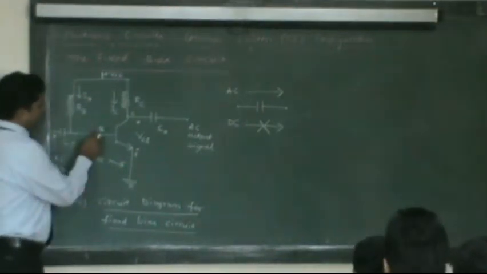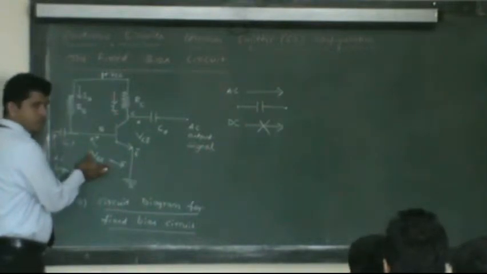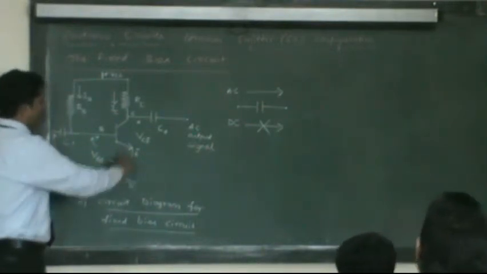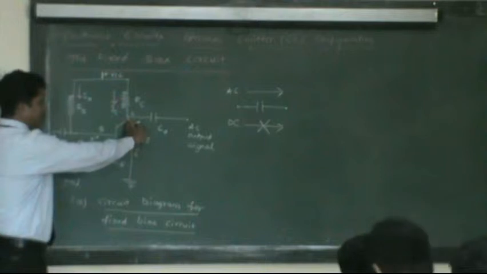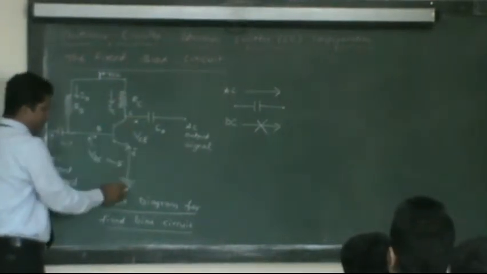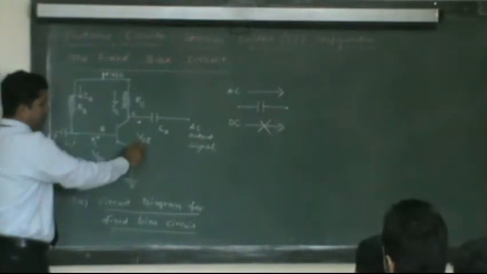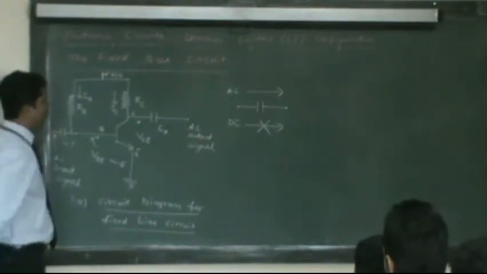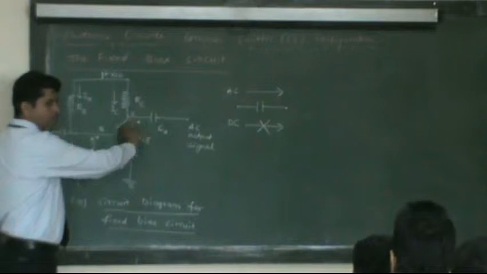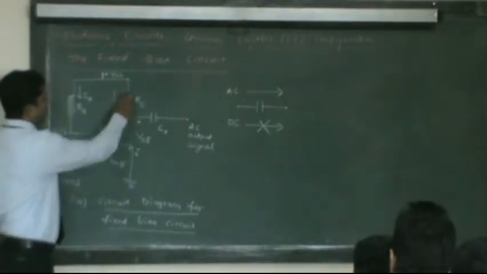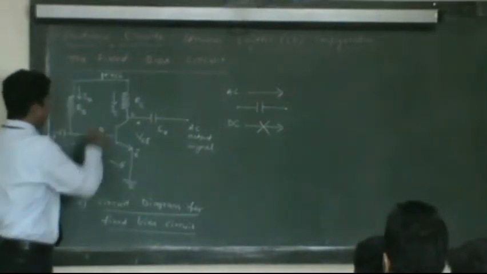And the voltage between base and emitter, which we labeled as VBE, is the base emitter voltage. And the voltage between the two terminals, collector and emitter, with the emitter steadily grounded, is labeled as VCE, the collector emitter voltage. This is the output voltage. And the current flowing through the collector terminal is IC, and the current flowing through the base terminal is IB.